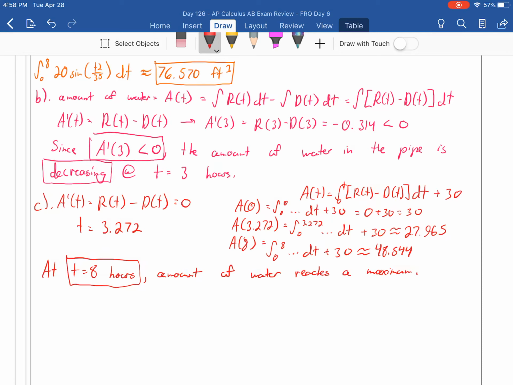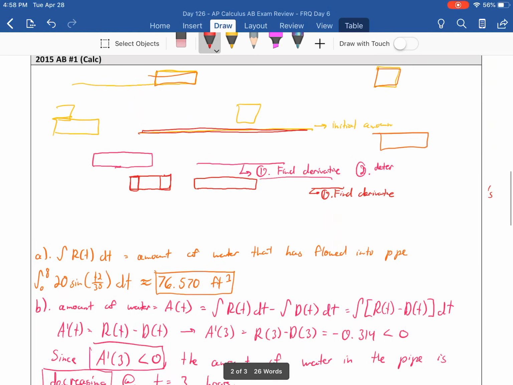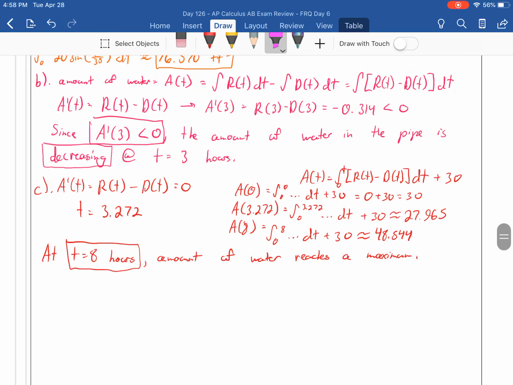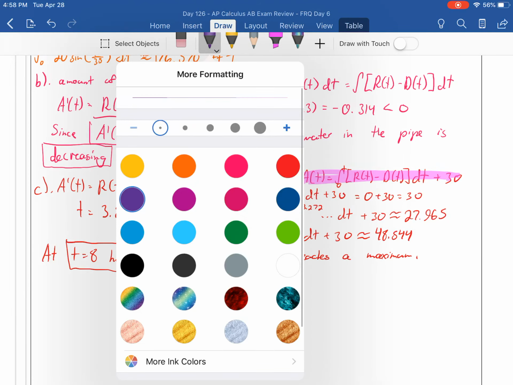So just to recap, we found the derivative, we found the critical numbers, and in addition to the critical numbers and the endpoints of the intervals, we plug those into the original function. So the original function was A of t equal that integral plus 30. You always do want to watch out for if you're given an initial amount, which in this case we were, so we had to put that plus 30 included in our calculations.